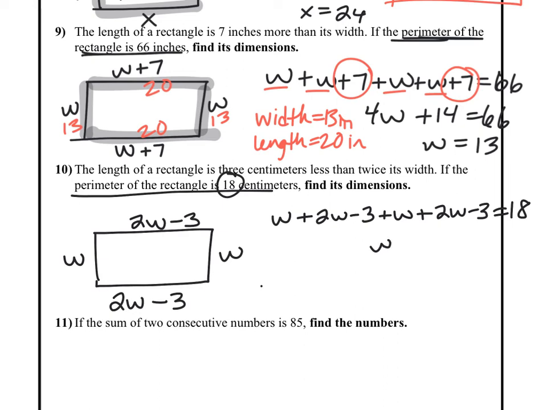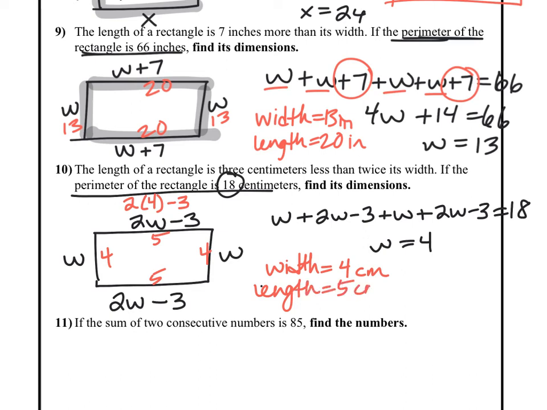You get that W equals 4. So that's our width. These sides are 4. And if you plug 4 in, 2 times 4 is 8, minus 3, our length is 5. So we're in centimeters this time, width is 4 centimeters, length is 5 centimeters.